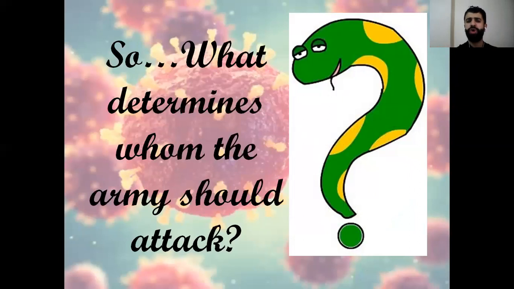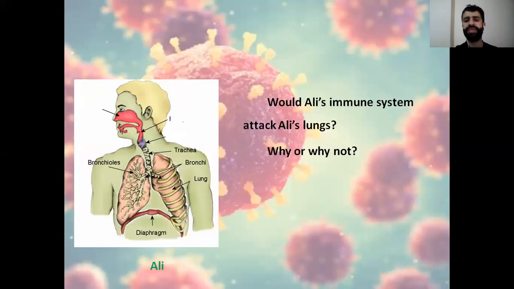What determines whom the army should attack? What determines if the Lebanese army should attack the Lebanese citizens or the Israeli army? Here we have the immune system. Would the immune system of Ali attack the lungs of Ali? For example, would my immune system attack my lungs? For sure not. Why? Because these lungs belong to my body. They are the citizens of my body.